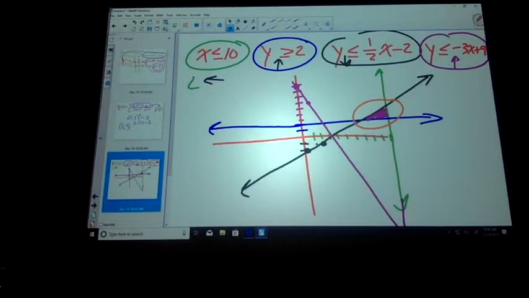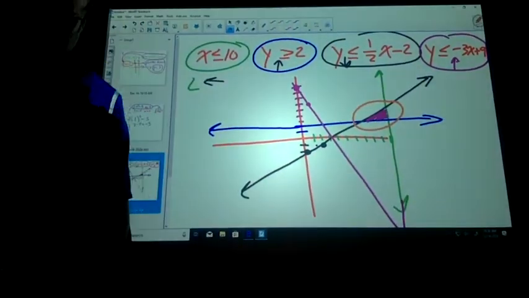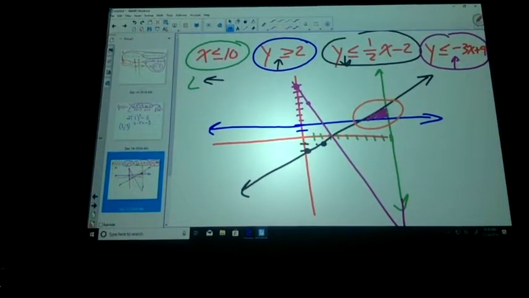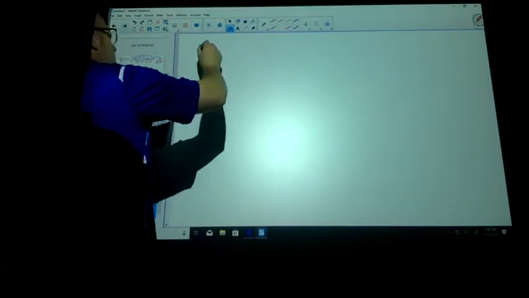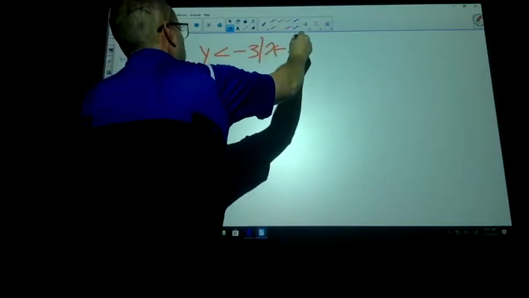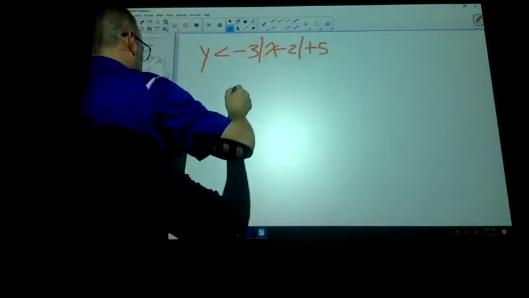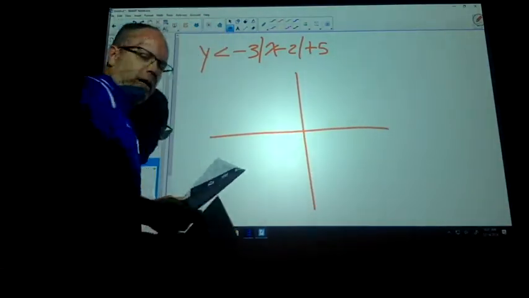Okay? So does everyone feel comfortable how I went through to decipher that? Yeah. All right. Can I move on? Yay. Next is y is less than negative 3 times the absolute value of x minus 2, plus 5. Oh, it's a funky V. Yeah, it's a V that goes upside down.